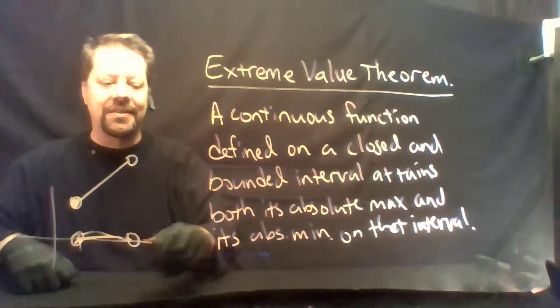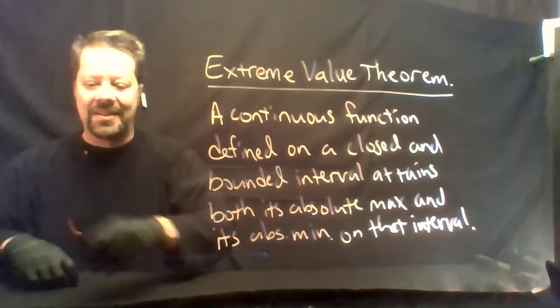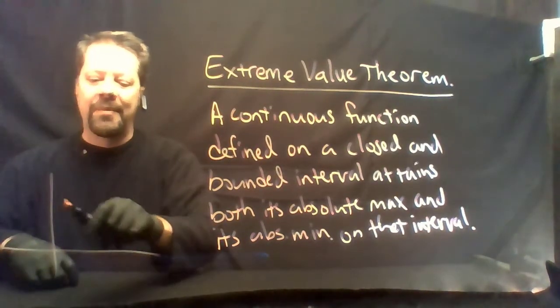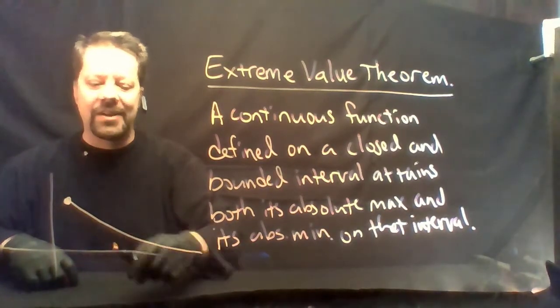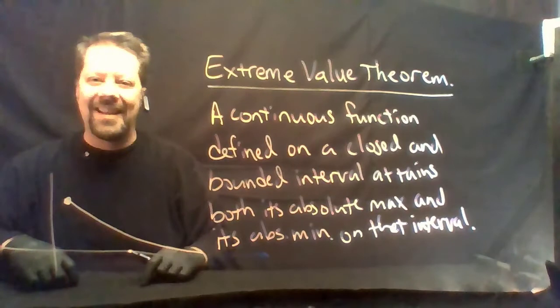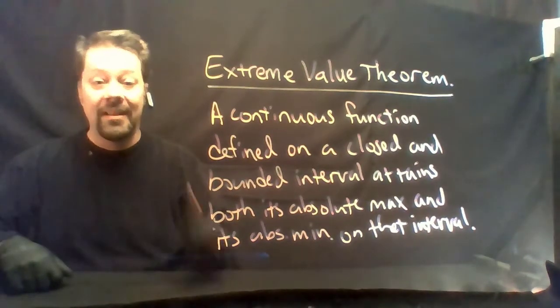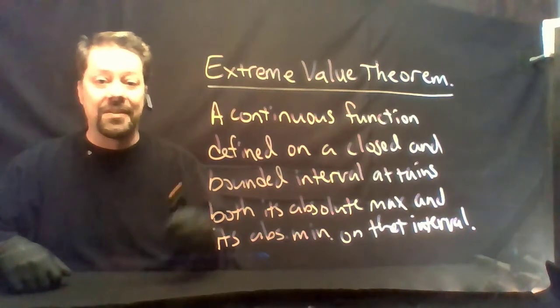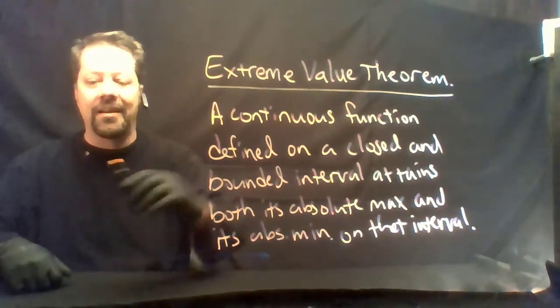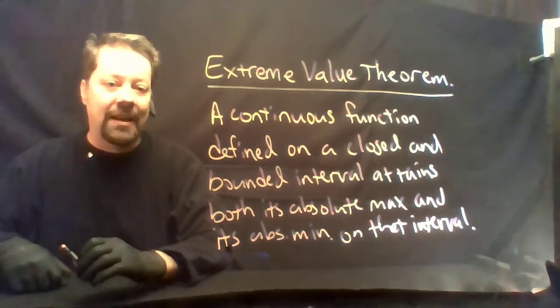It's also necessary for the interval to be bounded. It can go off to infinity, in which case you may never achieve the absolute minimum. It is also necessary for the function to be continuous. If it's not continuous, it may not achieve an absolute minimum or an absolute maximum.